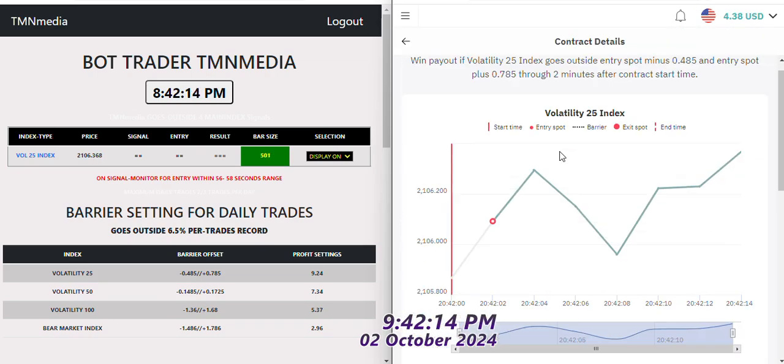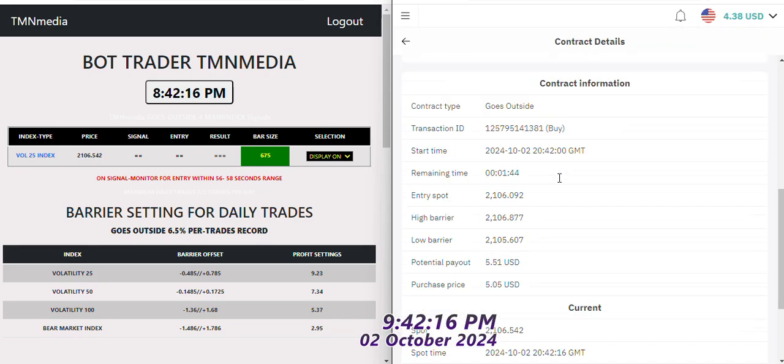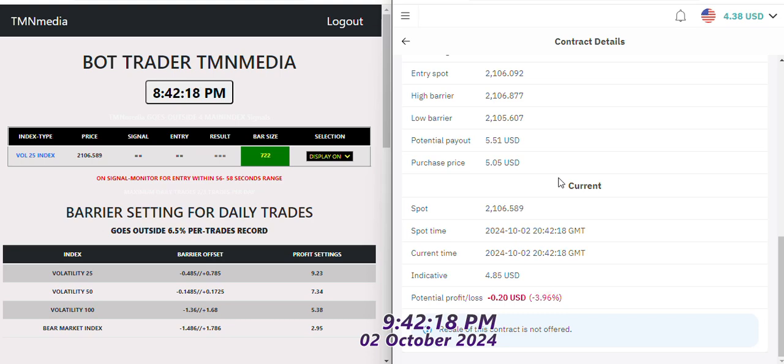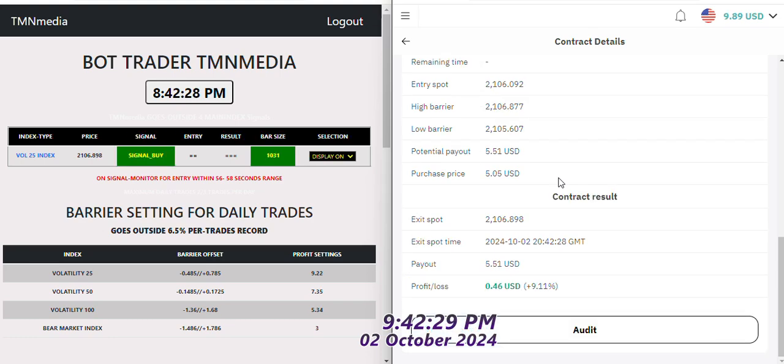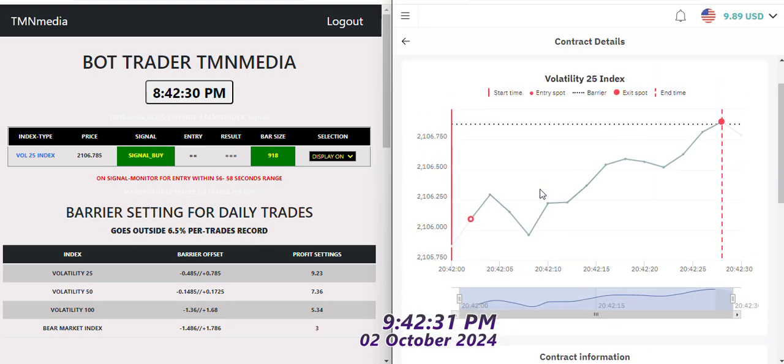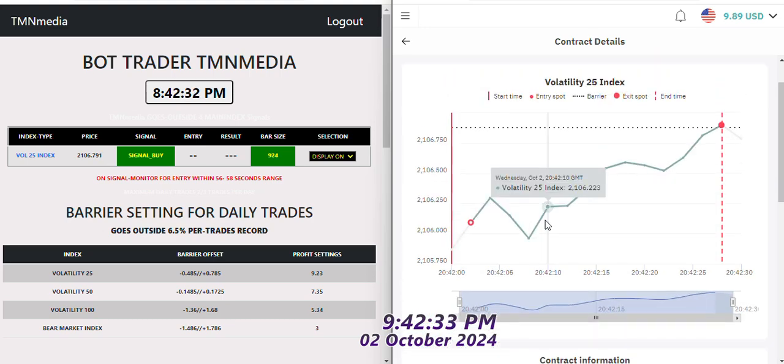I didn't even get to see it. I didn't want to miss. No, I've entered "goes outside." Goes outside is either it goes up or down. Whichever way it is, it will give me my expected profit. Okay, right now I've won it. It means I have made 9.2%.